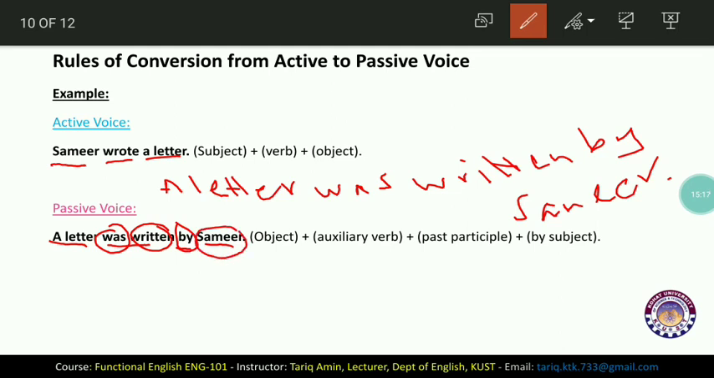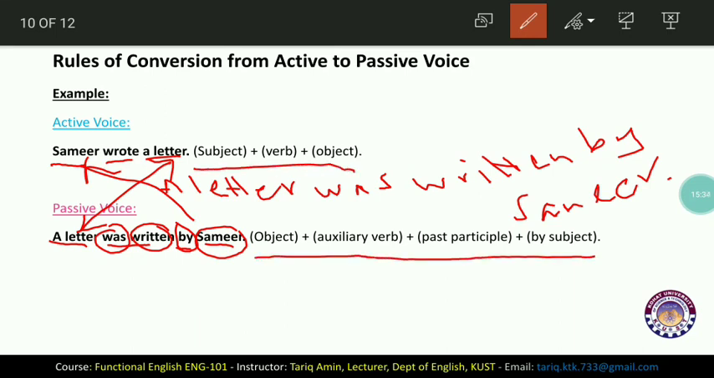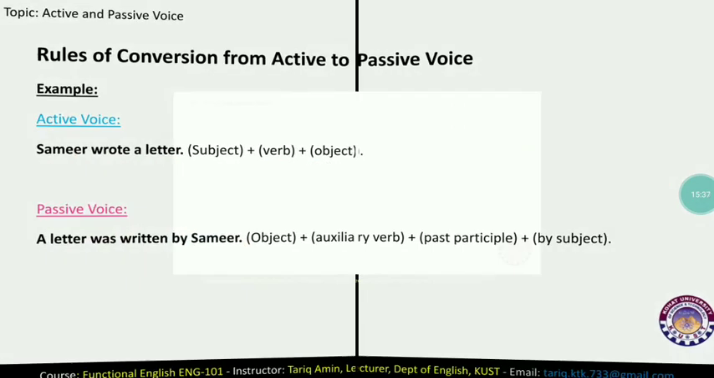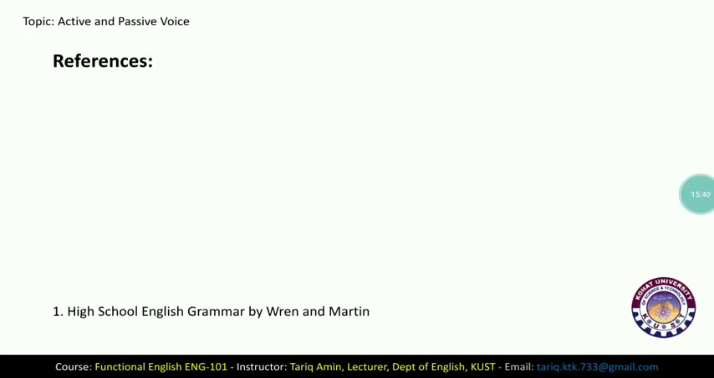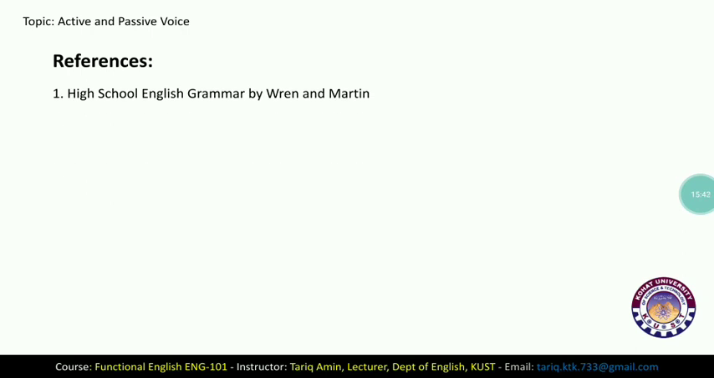object in this sentence. But in the active voice Samir was the subject, whereas a letter was the object in the first example, whereas in the passive voice it is the subject of the verb written. Okay, this is the structure of passive voice and this is the structure of active voice. So in today's class we discussed what is voice, what is active voice, what is passive voice, and after that we discussed some examples and some of the rules for the conversion of active voice to passive voice.